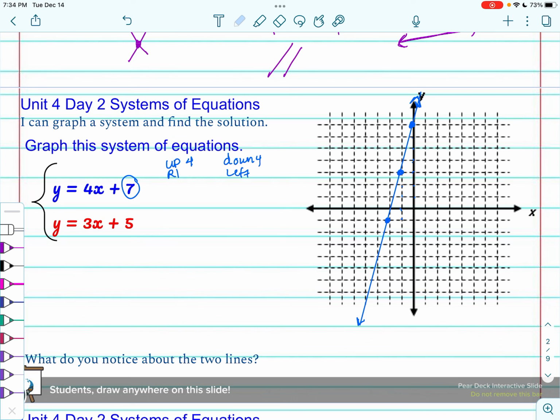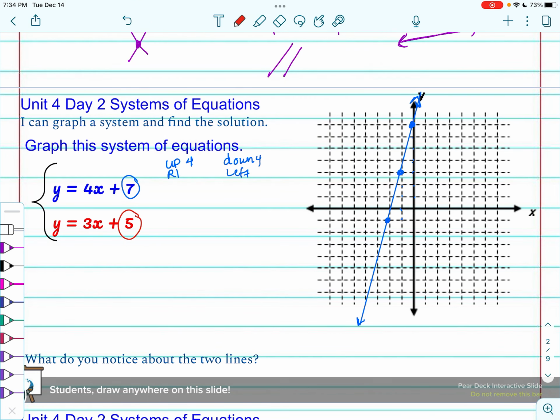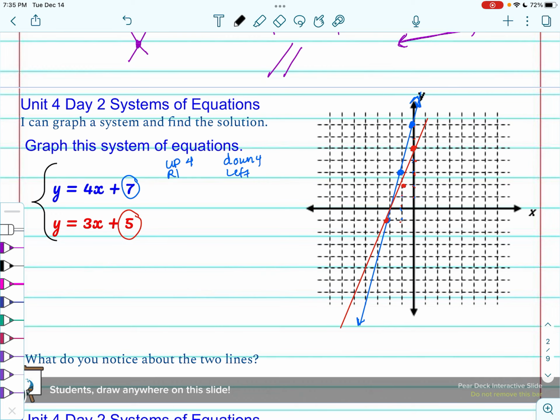Then I've got in red 3x plus 5, so I'm going to put a dot at 5, and then I'm going to go up 3. Same thing I'm running into, so I'm going to work backwards. Down 3, right 1. Down 3, right 1. I can already see where my two lines are crossing because I just overlapped my dots, so that's good. I did a bad job there of lining up my lines.